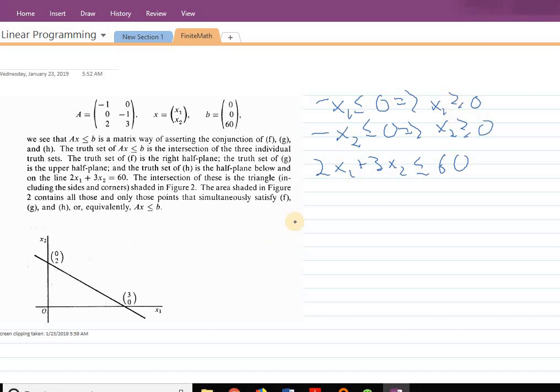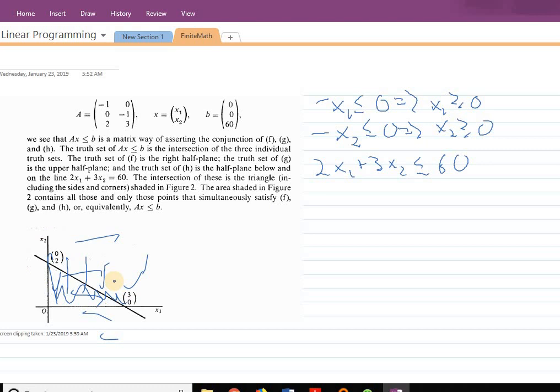And just like we've seen before, each one of these constraints gives you a half plane. So the first, x1 greater than or equal to 0, gives you the region to the right of the y-axis. x2 greater than or equal to 0 gives you above the x-axis, and then this one gives you below this line. So you get this shaded triangle.